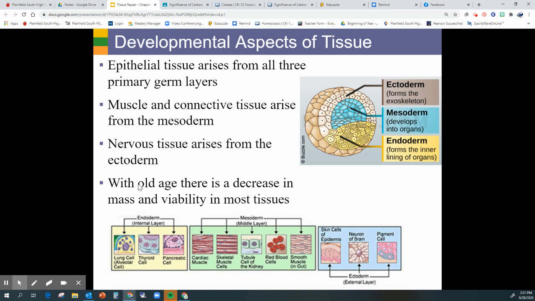Other things that we tend to see with old age, there's a decrease in mass of tissue as well as viability of tissue. So this really talks to viability, means blood flow and the ability for those cells to do what they were supposed to do. So this is one of the reasons why, as we age, old people, their skin looks like it starts to thin, because it actually does. They start to lose their ability to replace that tissue, and that causes their skin to thin.